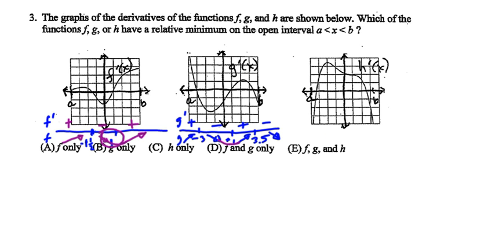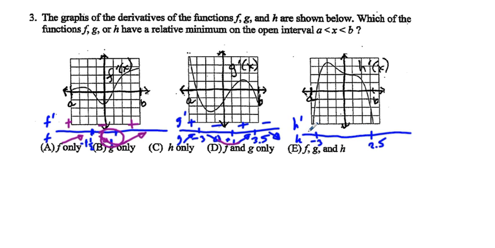And then the last one, looks like we have just a little less than -3. That's a critical number. And then about here, looks like about 2.5. And this is going to be h prime and h.